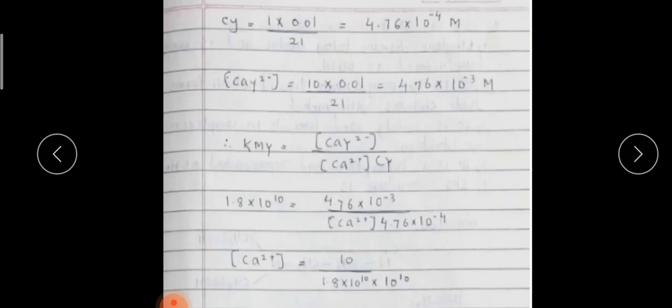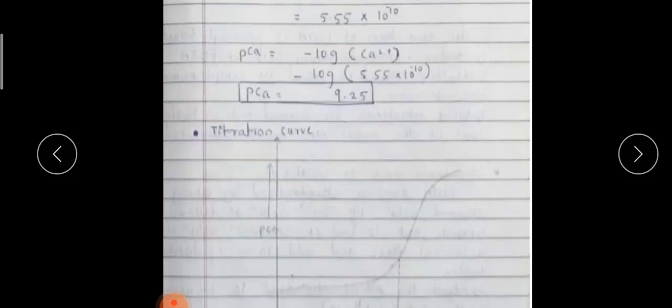Okay, then what will happen? This value you got. Then CaY2- will be nothing but 10 into 0.01 divided by 21, because that complex will be the same, right? 10 cm cube is only there. Therefore, you can put these values in this formula. KMY we already know. Then we will get the value of Ca2+. From Ca2+ you can take the pCa, that is 9.25. When you plot this graph, you can see the increasing value of this pCa. This is the nature of the titration curve for the complexometric titration. Got this point?